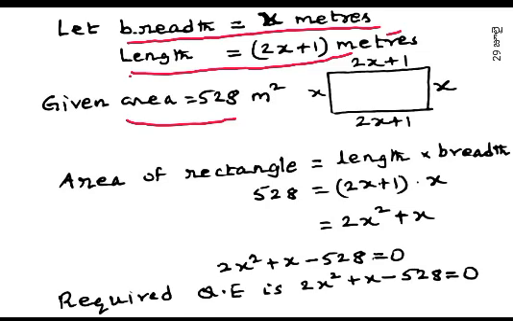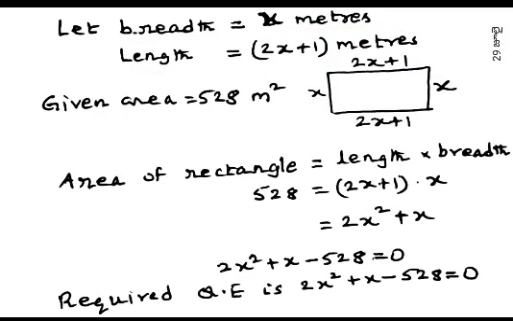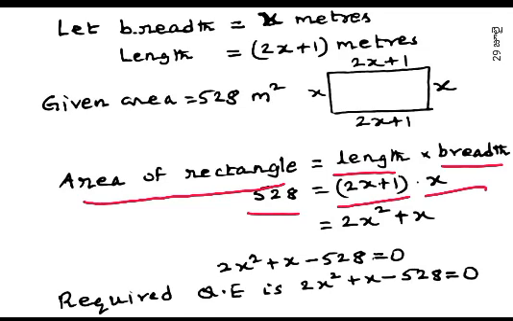Now we draw the diagram in which breadth is x, length is 2x plus 1. We know the formula: area of a rectangle equal to length into breadth. So 528 equal to 2x plus 1 multiplied by x, where 2x plus 1 is length and x is breadth. Then we get a quadratic equation 2x square plus x minus 528. This is the required quadratic equation.